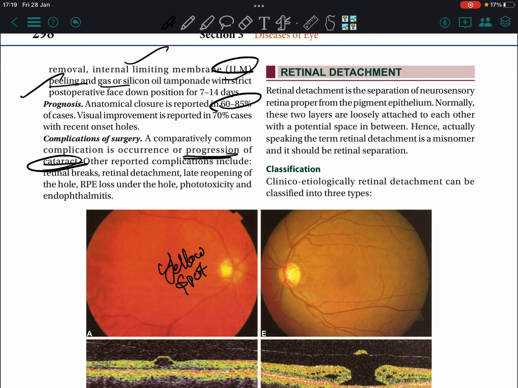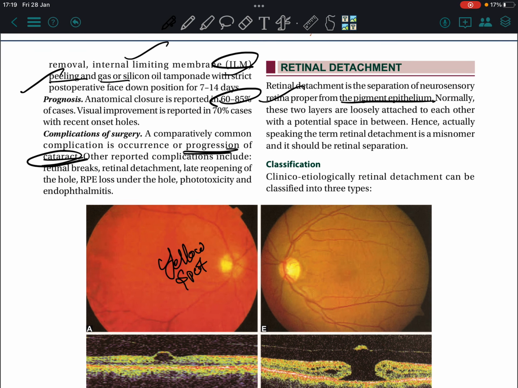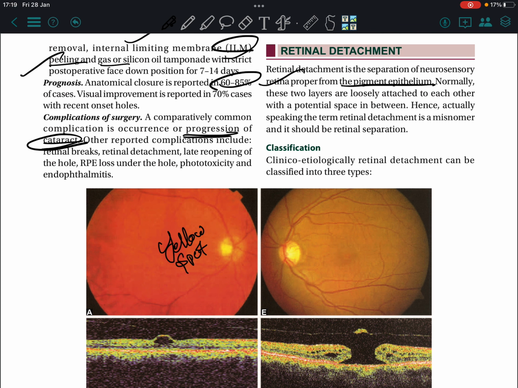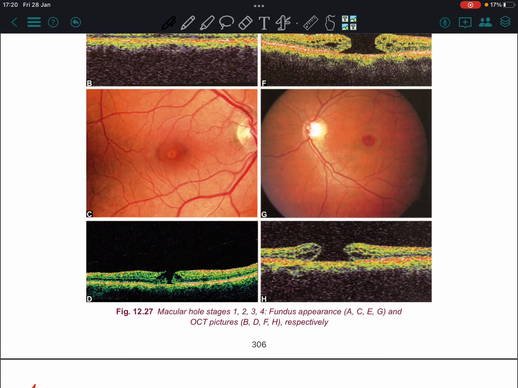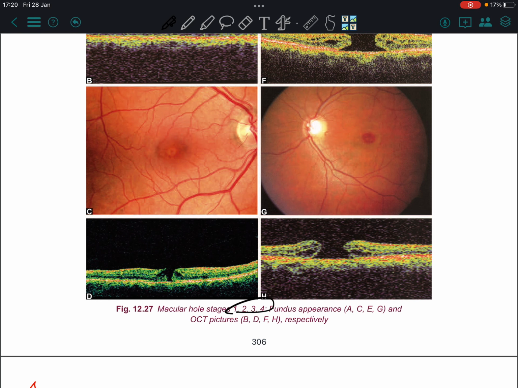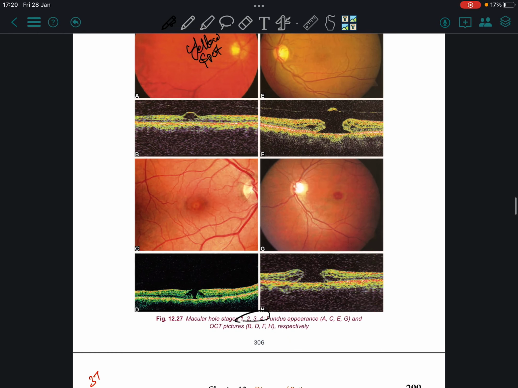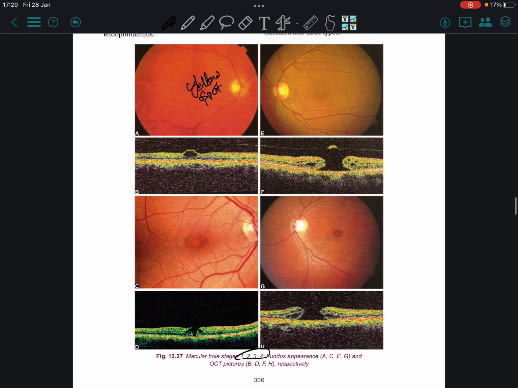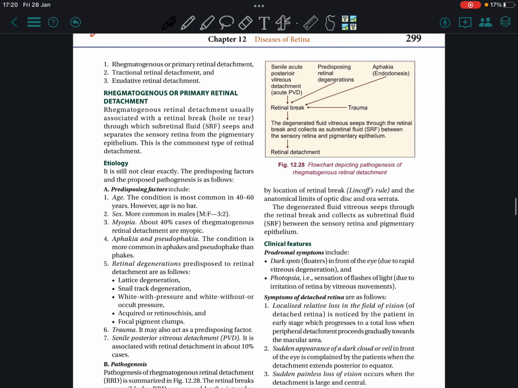Retinal detachment. Retinal detachment is separation of the neurosensory retina proper from the pigment epithelium. These two layers are loosely attached to each other, with a potential space between them. Classification: we will see the diagram. Macular hole stages 1, 2, 3, 4. OCT pictures: stage 1, stage 2, stage 3 and stage 4.